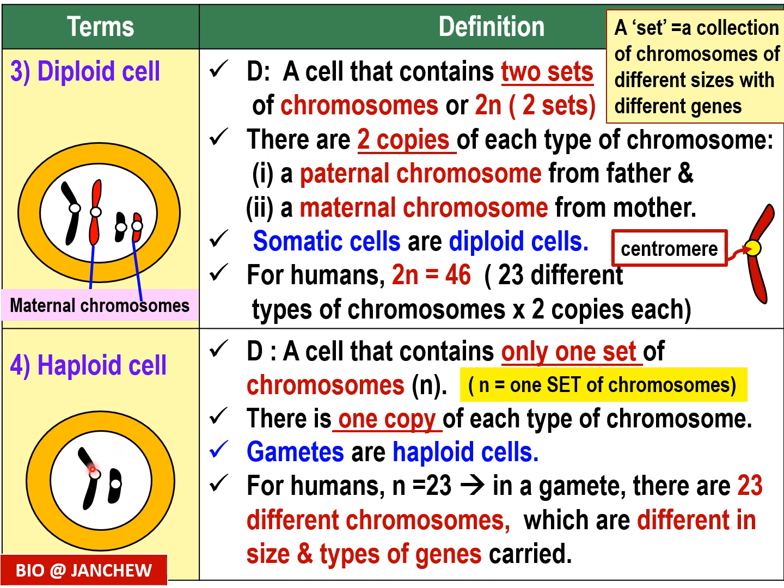So here I draw the black chromosome from here and the black chromosome, or you can even draw a mixture, the long black chromosome with the short red chromosome. It's okay as long as there's one long chromosome and one short chromosome. So one copy of each type of chromosome. For humans, n equals 23, meaning that in the haploid cell, there are 23 chromosomes, which are all different from each other. 23 different types of chromosomes, which are different in size and types of genes carried.